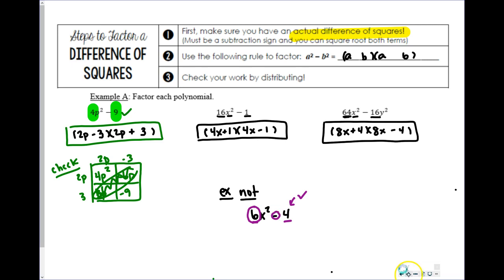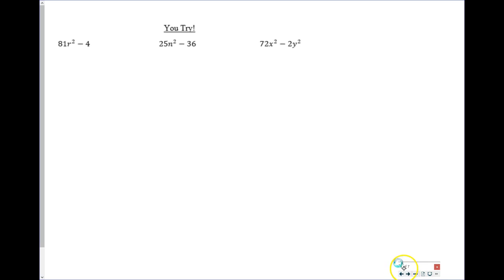Okay. So on this next page here, this you try, I want you to go ahead and pause the video and try to do these 3 examples. Okay?